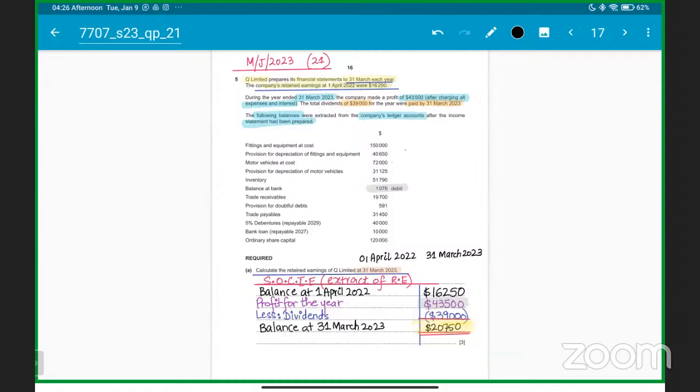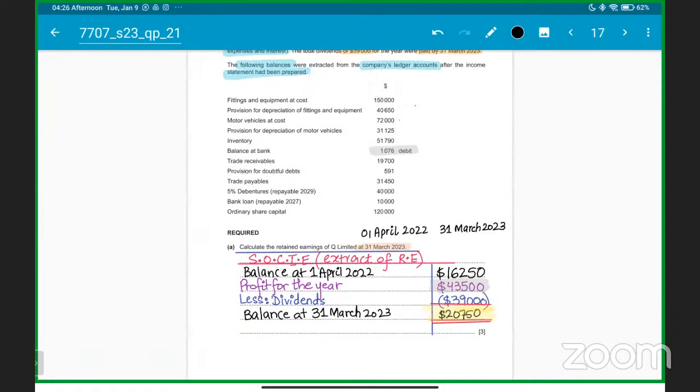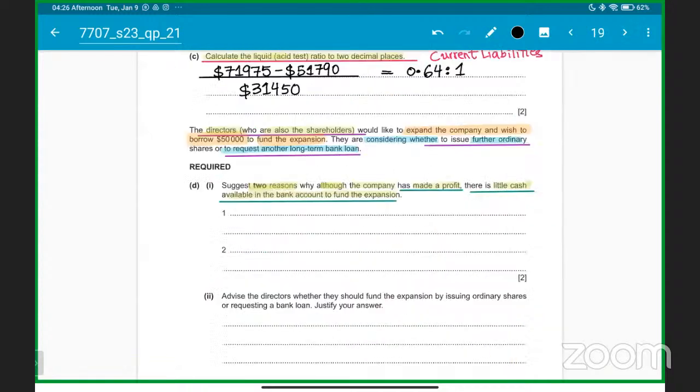From 43,500, we can clearly see that $39,000 is the dividend paid, right? So the company has paid dividend. Q Limited have paid dividends, okay? And that is why we can see very little balance, okay? Q Limited have paid dividends, students. So you can write this point as well.